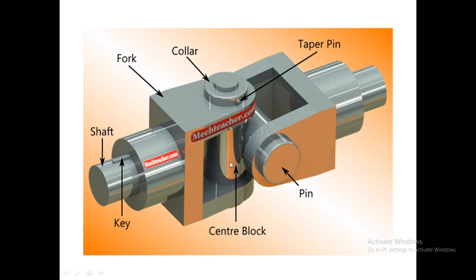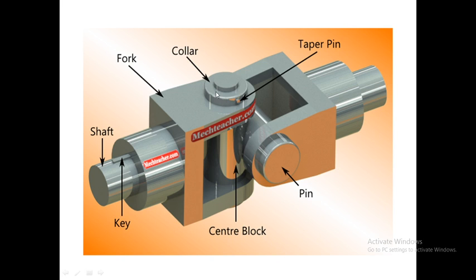Now in order to lock the vertical fork with the vertical cylinder of the center block, we use a pin. You can see this is a pin. So in order to lock the center block with the vertical fork, we use the vertical pin. Similarly, in order to lock the horizontal fork with the horizontal cylinder of the center block, we use the horizontal pin. So pins are used to lock the vertical fork and the horizontal fork with the vertical cylinder and the horizontal cylinder of the center block.